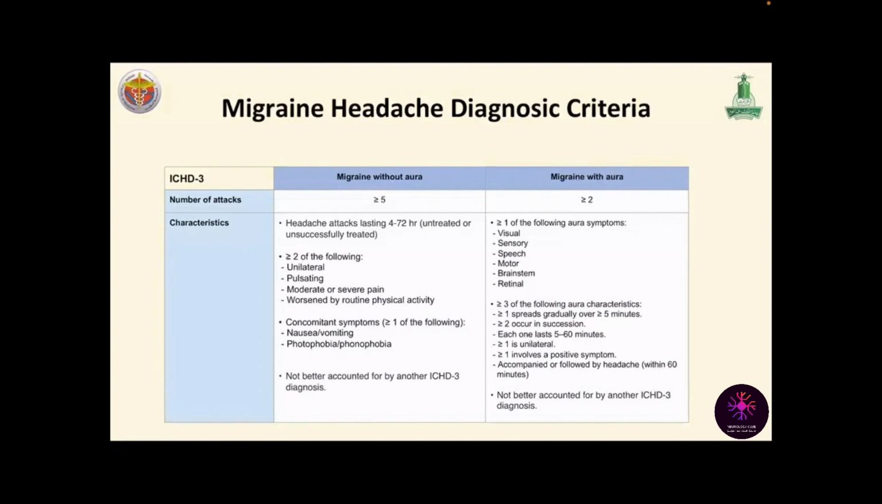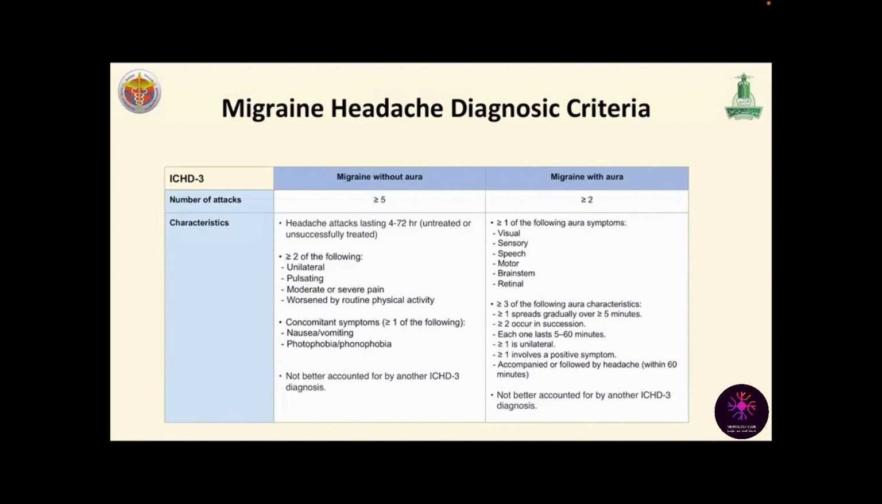Okay, so for the migraine without aura, we're going to have at least 5 or more headaches, lasting from 4 to 72 hours if they're left untreated or unsuccessfully treated. Another criteria is they have to have 2 or more of the following. So it has to be unilateral or pulsating, or of moderate to severe pain. They could also be worsened by routine physical activity.